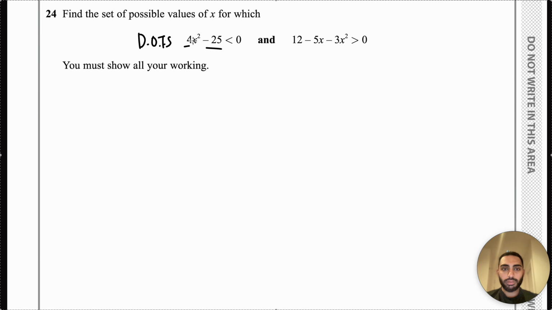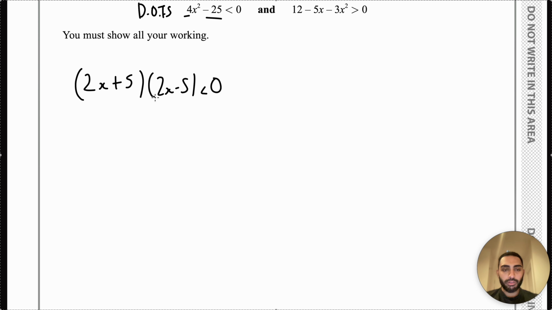Let's do this one first. We've got 4x squared minus 25. So if I'm factorizing this quadratic and I know it's difference of two squares, I square root 4x squared. So the square root of 4 is 2 and the square root of x squared is x. And the square root of 25 is 5. So in one of the brackets will be 2x plus 5 and in the other bracket will be 2x minus 5. And that's less than 0.